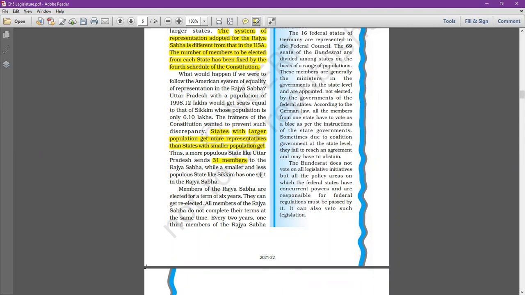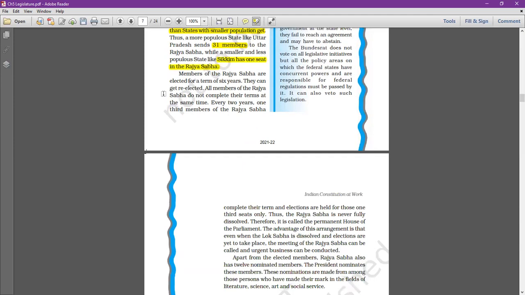वहां पे कितने member हैं उत्तर प्रदेश से? 31 members. और जैसे अभी हमने discuss किया, राजस्थान में कितने member हैं? 10 members हैं राज्यसभा में. So according to the population, the seat division was done at that time. While a smaller and less populous state like Sikkim has only one seat in Rajya Sabha.